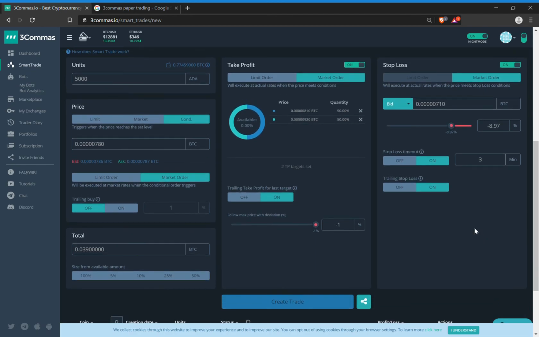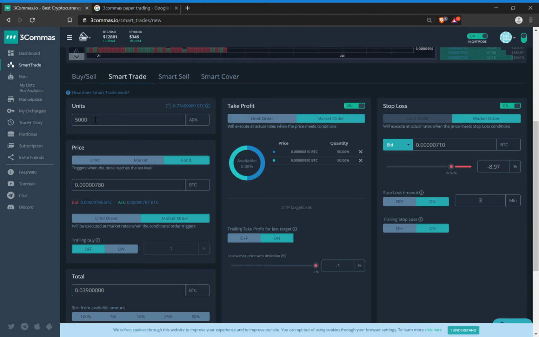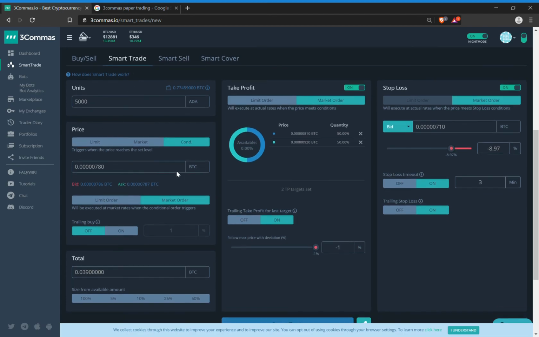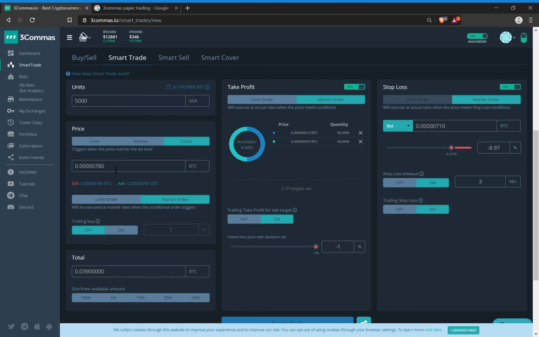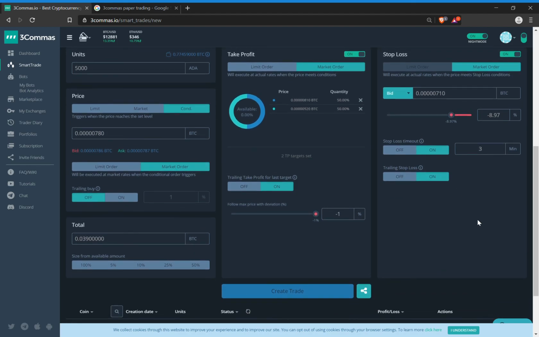Okay, so I've explained this. We've got smart trade. We've got our units, 5,000 units. We've got our price that we're going to buy it at, 780 Satoshis. Trailing by, I've actually turned that off. And we've got our market order for a sell price of 810 Satoshis and 920 Satoshis for 100% of our coin here. Now that you've got every bit of that set up, you're ready to go.